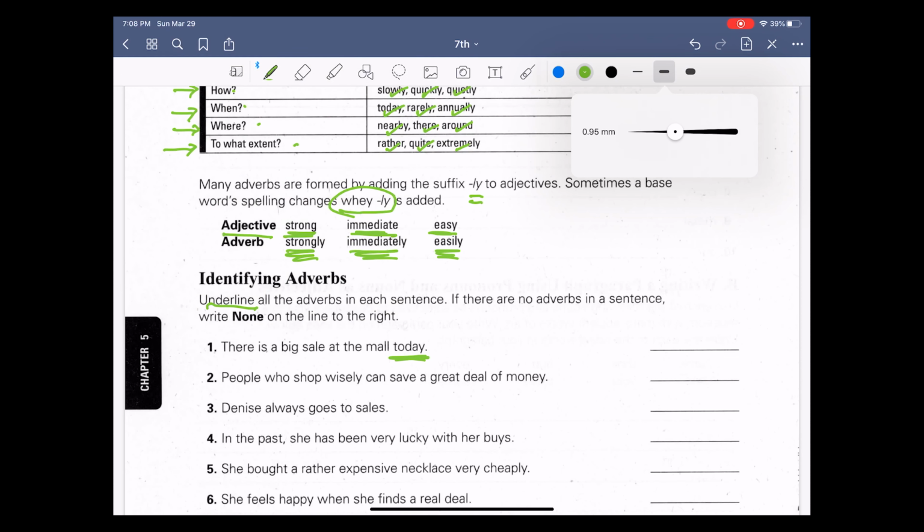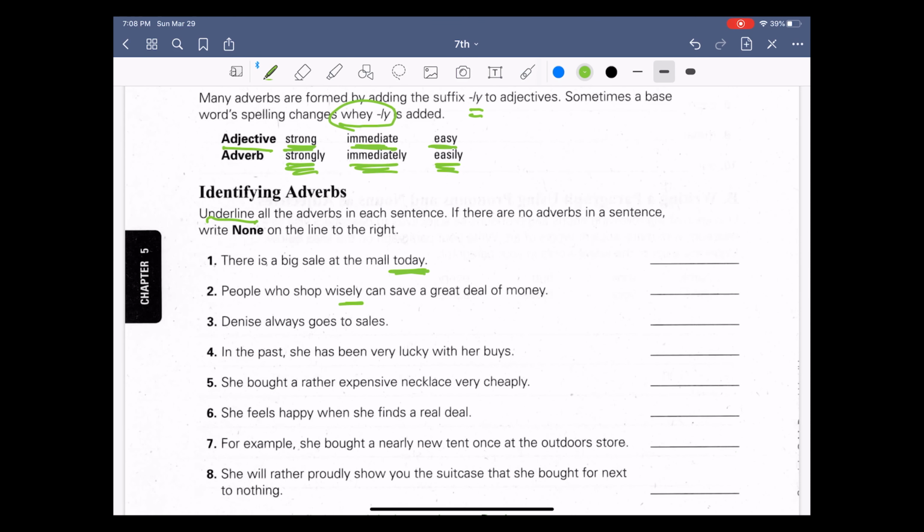Now, people who shop wisely can save a great deal of money. People is the subject here, and what are they doing? They're shopping. And in what manner do they shop? They shop wisely. So wisely is your adverb. Number 3, Denise always goes to sales. Denise goes to sales. That's the basic part of your sentence. Then you want to know when or to what extent she goes to sales.